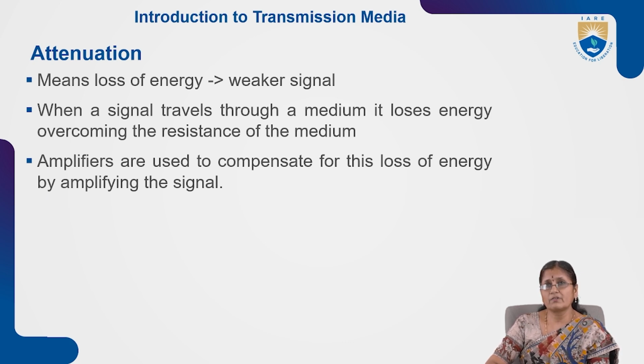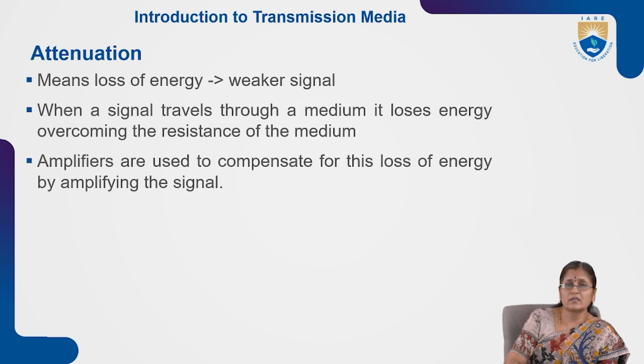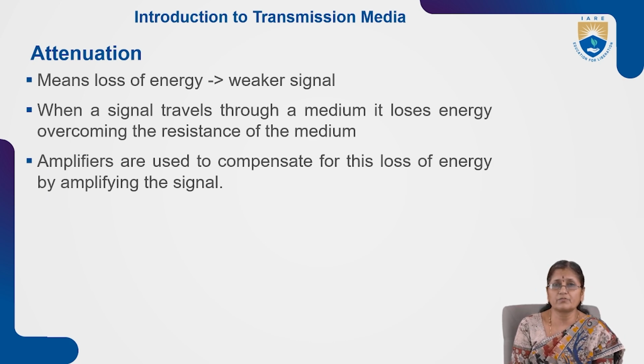When a signal travels through a medium, it loses energy, because it has to overcome the resistance of the medium. Why? Because there is a lot of resistance in the medium. When there is more resistance, the signal will be weak. Because of that, to strengthen the signal, we go for an amplifier.